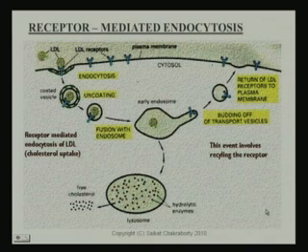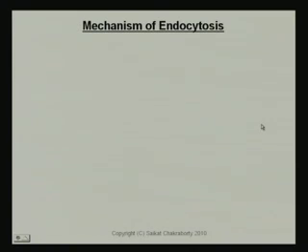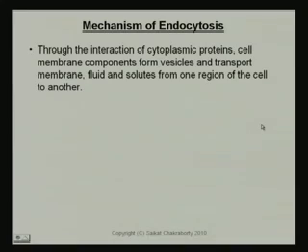Okay. So, I hope this is clear, right. So we will come back to it. I have better pictures and more detailed discussion. So let's look at the mechanism of endocytosis. I already explained that. It's just going point by point. Everything that I said is what is written here. So through the interaction of the cytoplasmic protein, cell membrane components form vesicles and transport membrane fluid and solids from one region of the cell to another. Fine. There's no big deal out here.